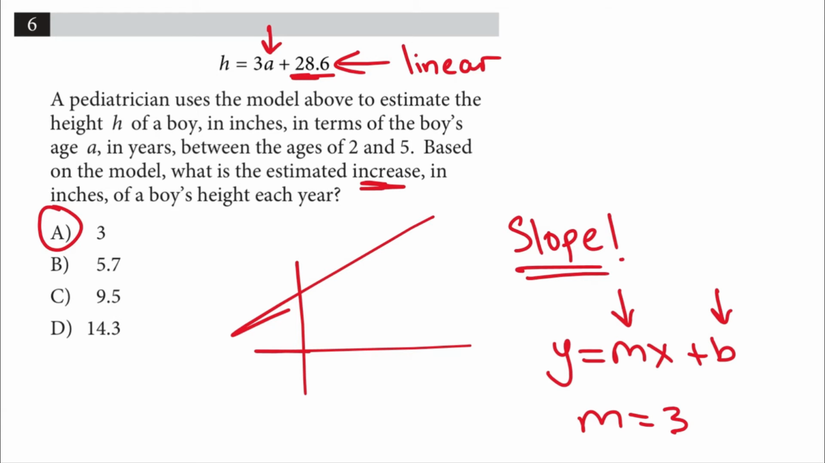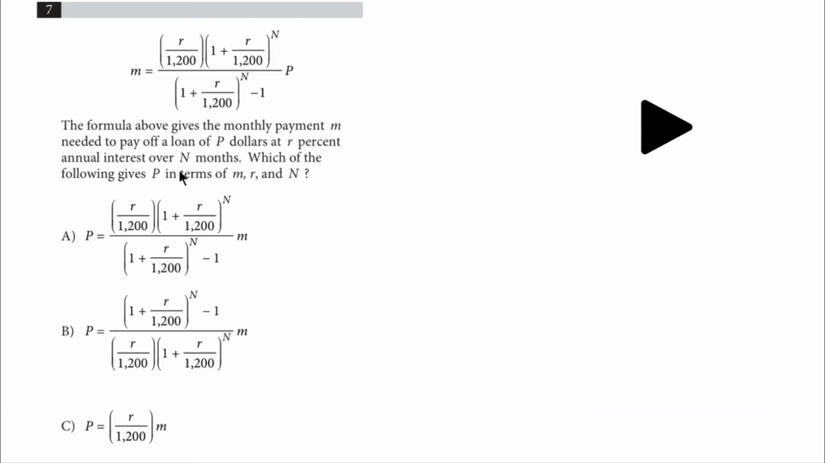Now let's move on. The formula above gives the monthly payment M needed to pay off a loan of P dollars at R% annual interest over N months. Well, this equation right here, whenever you see such problems, when you look at the answers and they all look very confusing, that just means you will have to rearrange something. Now let's try to rearrange this expression right here in terms of M, R, and N. That means let's solve for P.